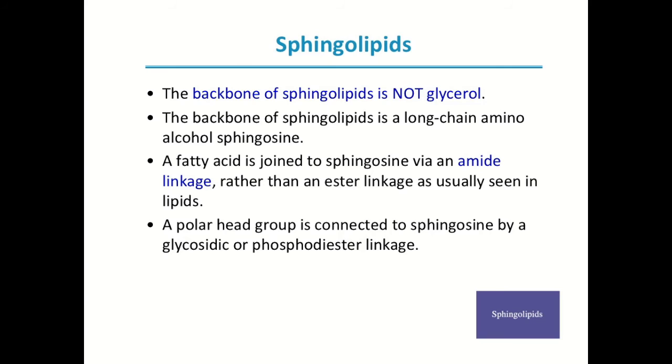Let's go to the next group of membrane lipids called sphingolipids. The backbone here is not a glycerol, but a long-chain amino alcohol sphingosine, which is attached to a fatty acid via an amide linkage rather than an ester linkage. And then a polar head group is connected to sphingosine by a glycosidic or phosphodiester linkage.